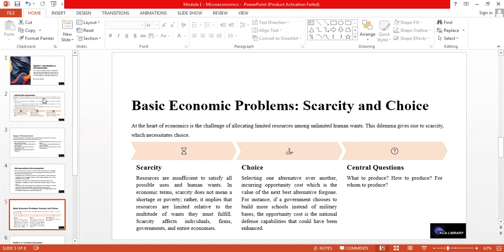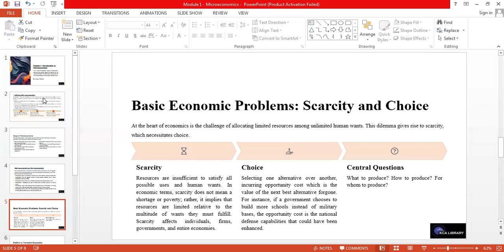And for choice, it's actually selecting one alternative over another. And it's also incurring opportunity cost, which is the value of the next best alternative forgone. For instance, when a government chooses to build more schools instead of military bases, the opportunity cost is the national defense capabilities that could have been enhanced. So that's the opportunity cost.